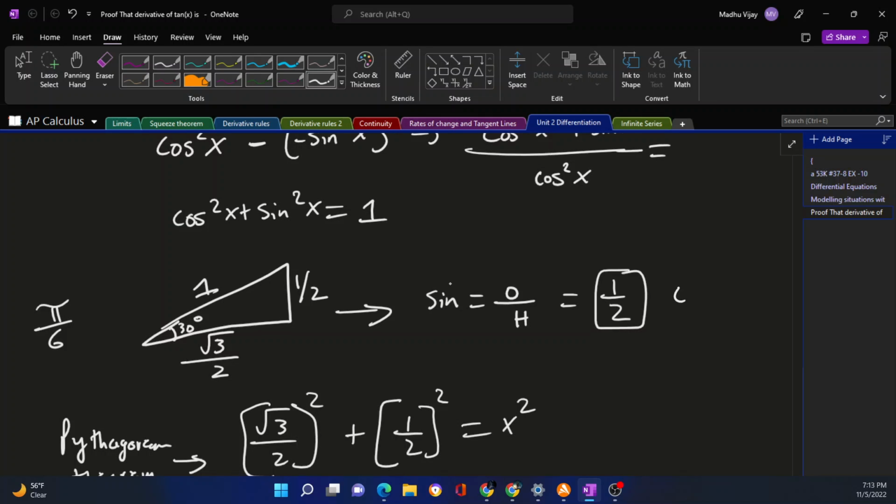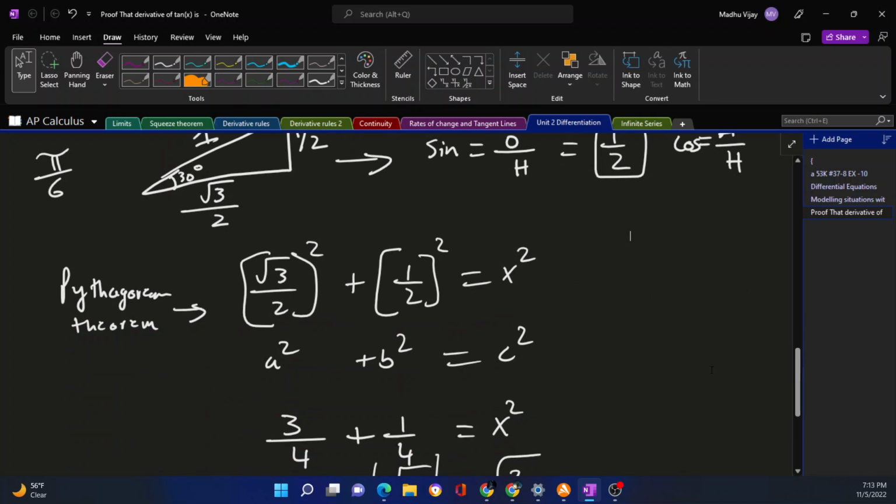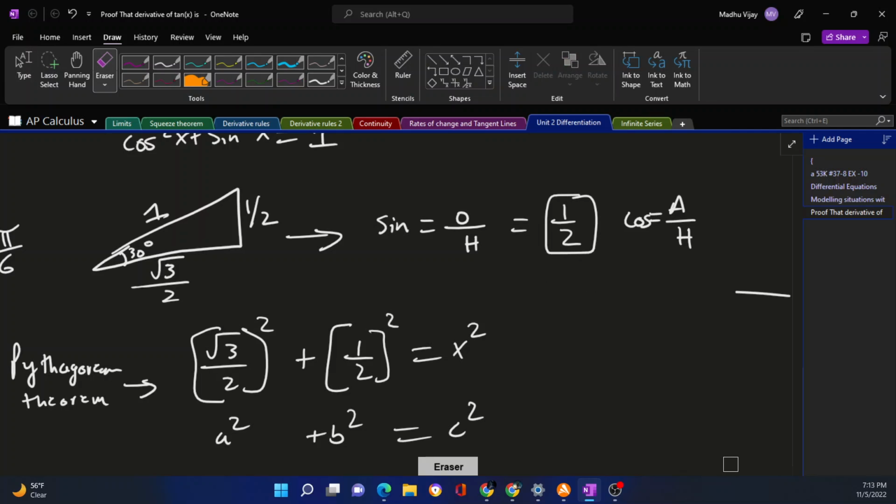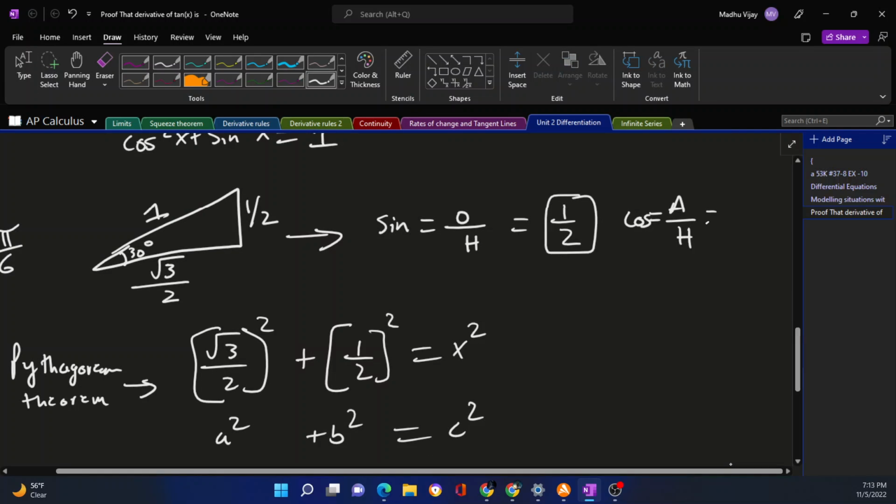And then the cosine is equal to our adjacent over hypotenuse. So our cosine is just equal to square root of 3 over 2 divided by 1, which is just square root of 3 over 2.